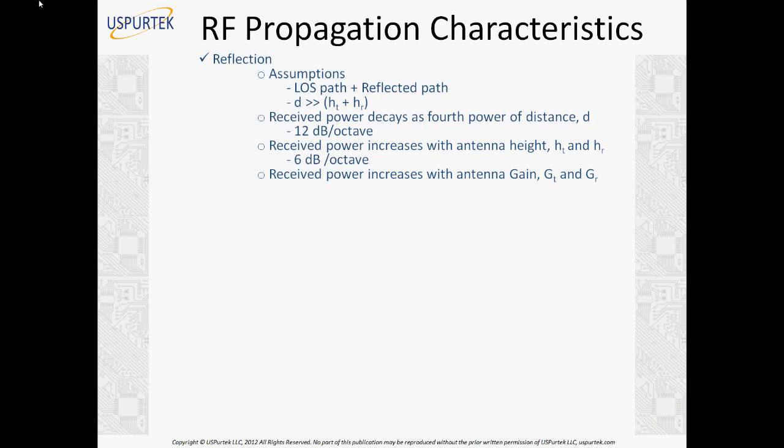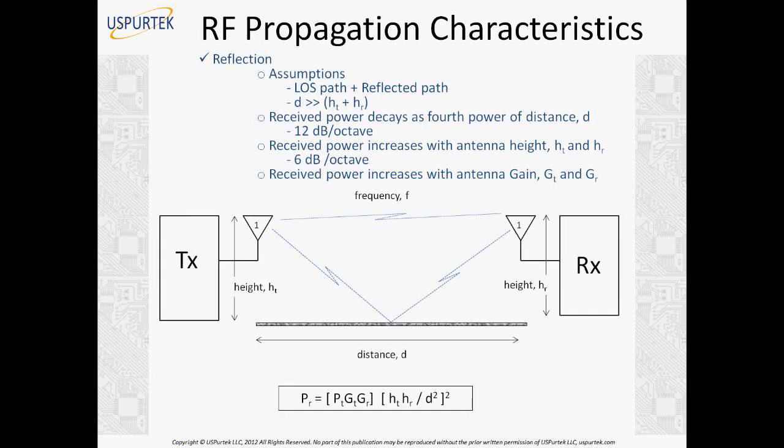Well, let's go to the next phenomenon, reflection. Again, in order to model the phenomenon of reflection, we assume that this is a line of sight path. From the transmit to the receive antenna, there is a line of sight path, and there is a reflected path too. We are assuming that the reflection is happening from the ground here. Of course, we have the height of the transmit antenna HT and the height of the receive antenna HR.